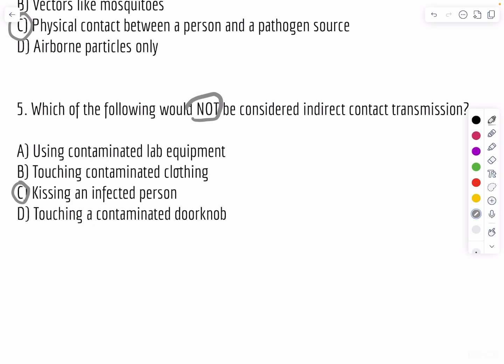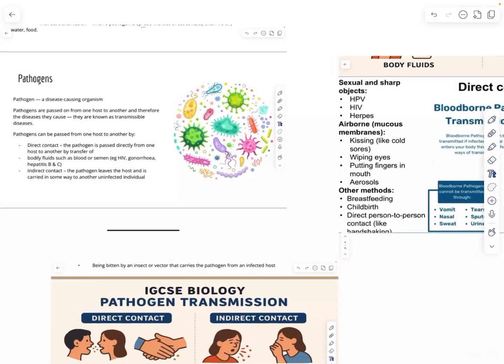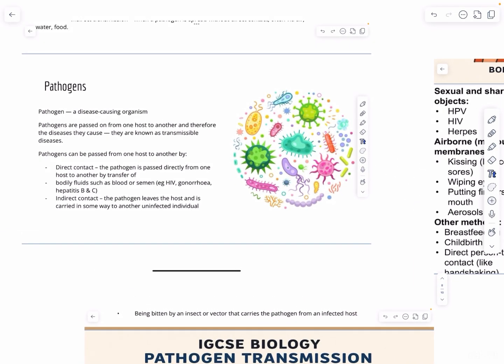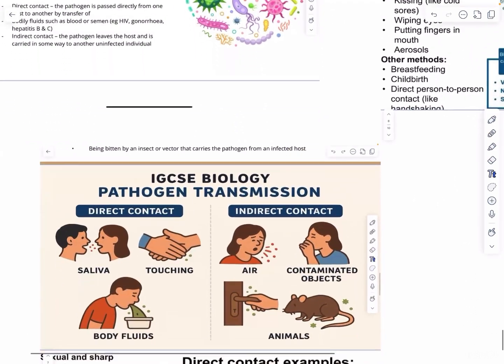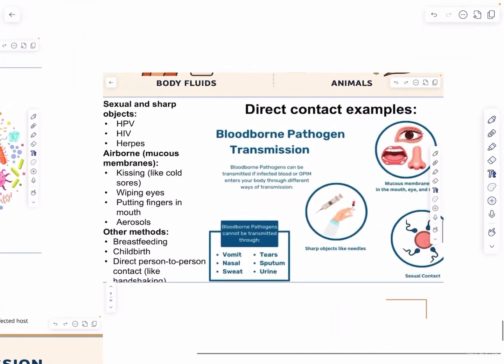To summarize, pathogens are organisms that cause disease. They spread through direct or indirect contact, bodily fluids, and airborne routes. Understanding how pathogens are transmitted helps us prevent infections through hygiene, safe practices, and awareness.